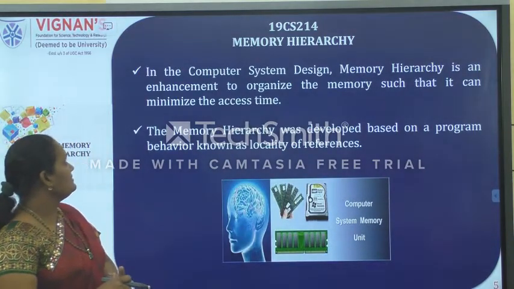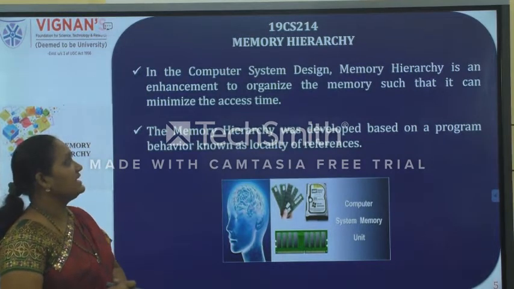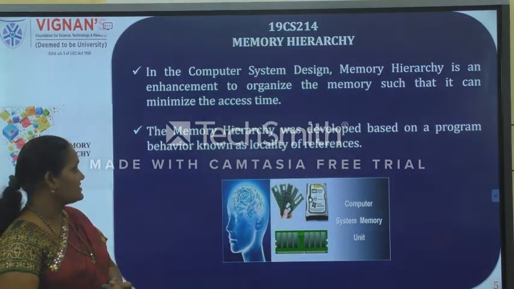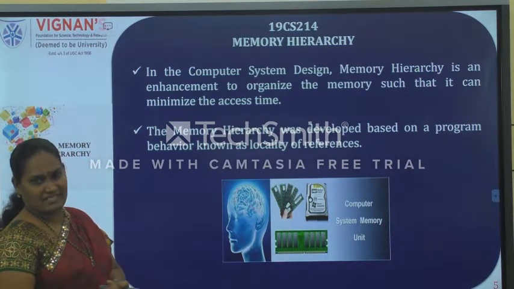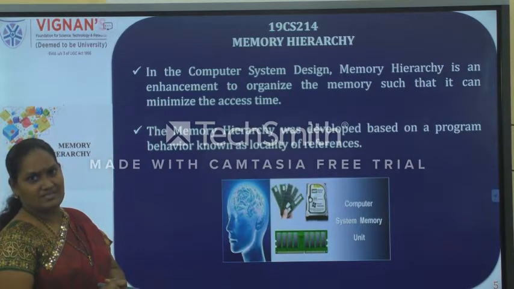So in computer system design, memory hierarchy is an enhancement to organize the memory such that it can minimize the access time. So here, why are we considering this memory hierarchy? Why are we discussing all those things?